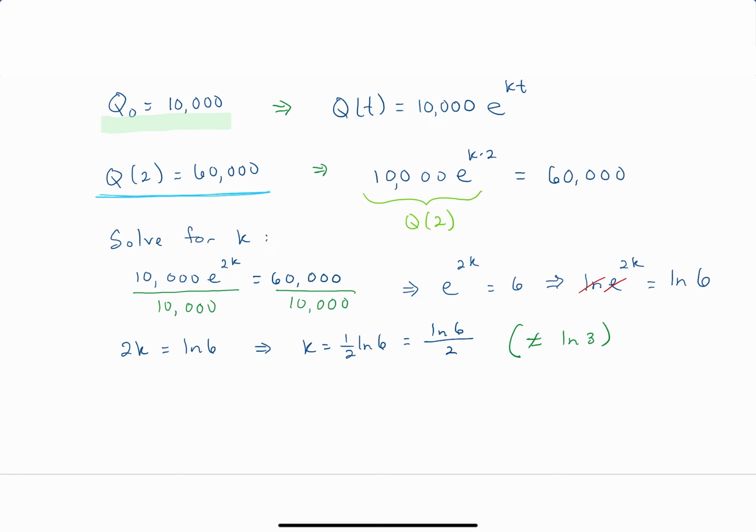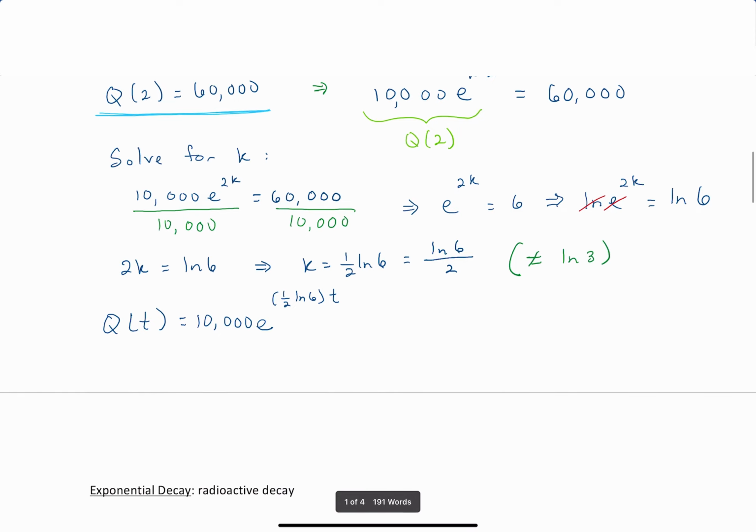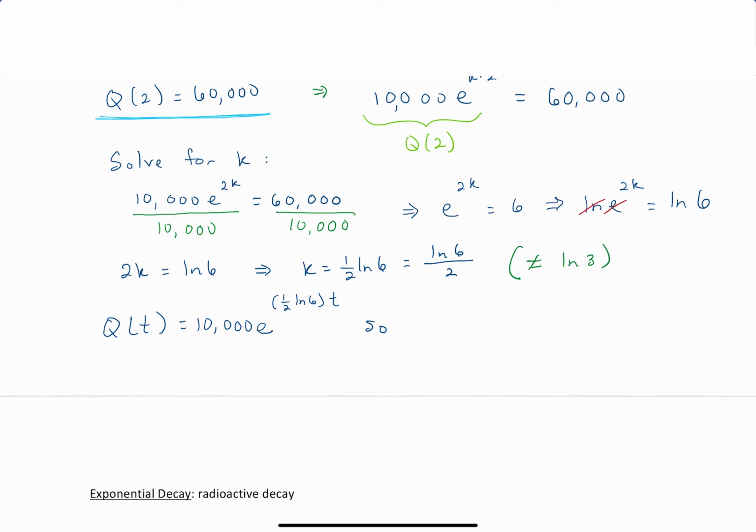So at this point, we have a very specific formula or function for this particular bacteria population. Quantity at time t will be 10,000 e to the k times t, where k is 1/2 ln of 6. Now we can answer questions such as, what is the quantity at time t equals 4? So Q of 4 will be 10,000 e to the 1/2 ln of 6 times 4. I'm going to put the 4 in the front. Doesn't matter where you put it, but I wanted it to be clear we can cancel with the 1/2.